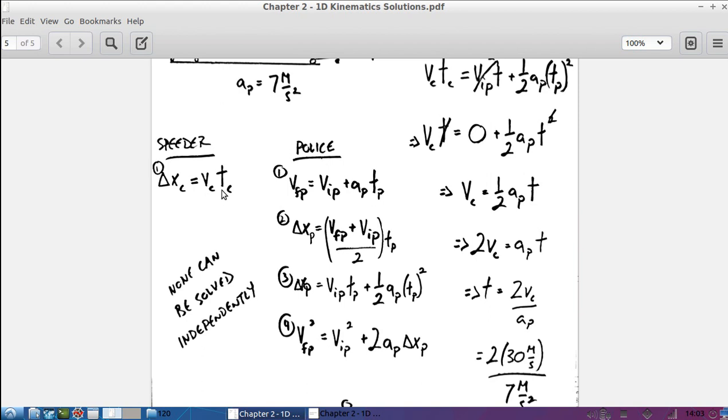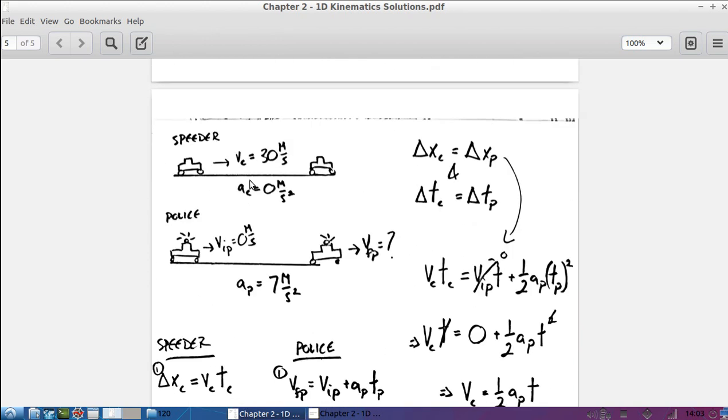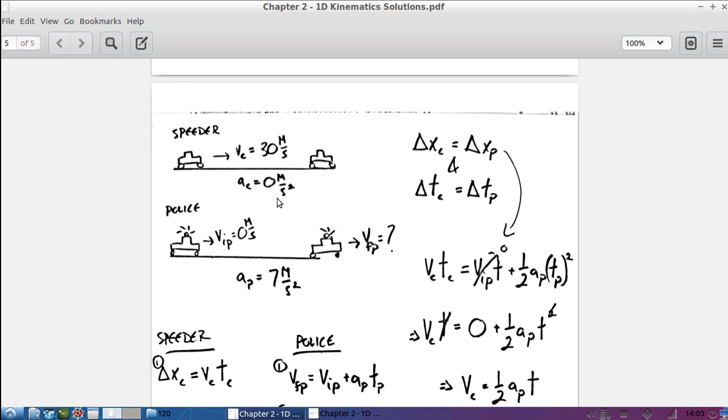So I'm given all of these variables with subscripts C, okay? C for car, right? C for speeding car, and then for the police car, I'm going to use lowercase p. Okay. So here are my two pictures. All right. I've got my speeder. What do I know about the speeder? Constant velocity of 3 meters per second. Speeder's acceleration is 0 meters per second squared. Right. Acceleration is 0.